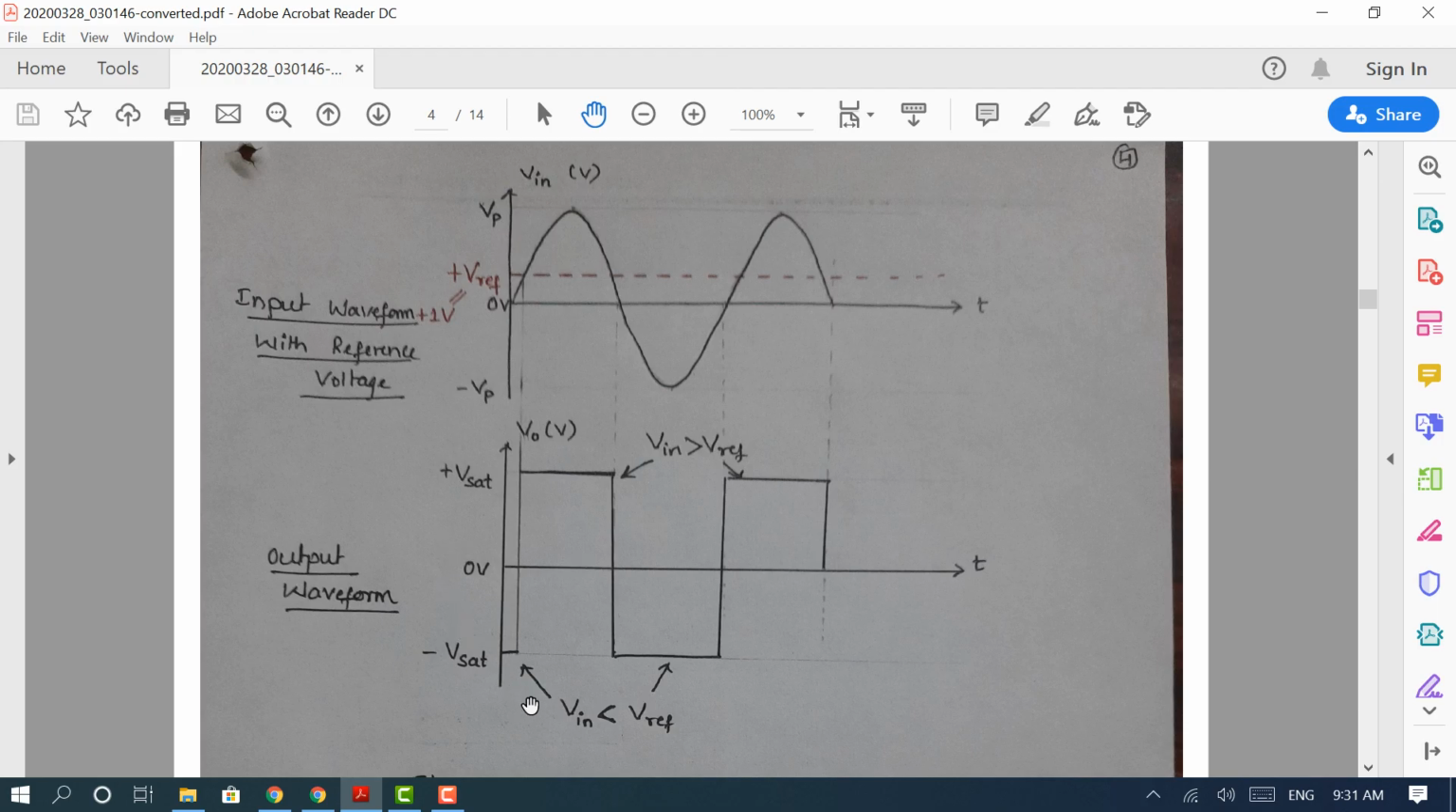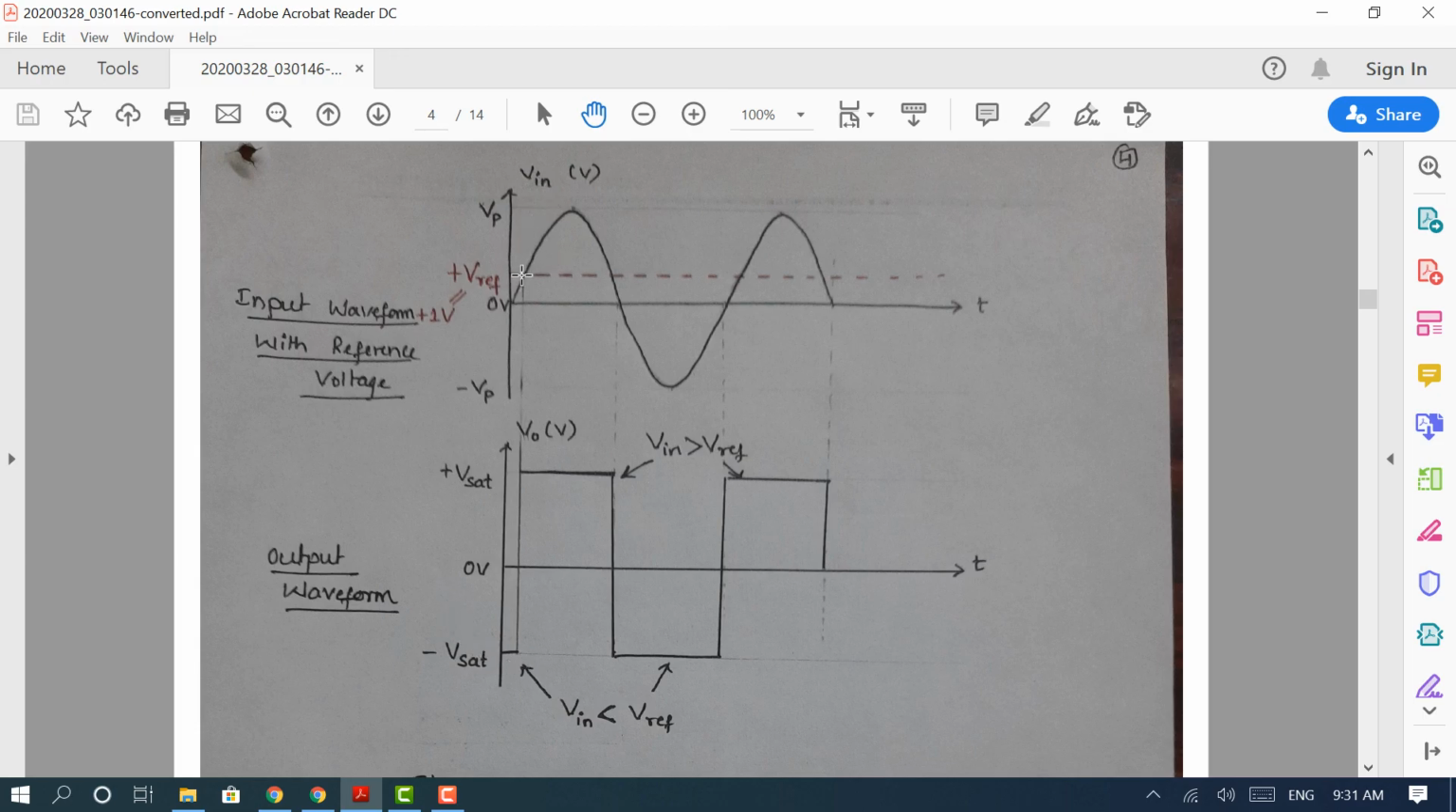Now, how do we analyze the circuit here? From 0 to V reference, if you observe the small piece in the input waveform corresponding to this, let's see what the output is. Here we can say that the input is less than the V reference, between 0 and Vref. As we already analyzed, when input is less than the Vref, the output stays at minus Vsat.